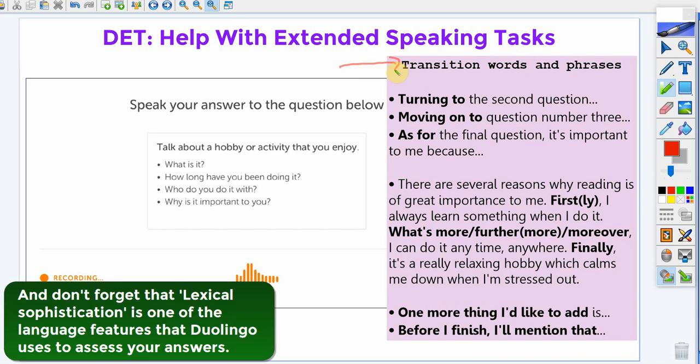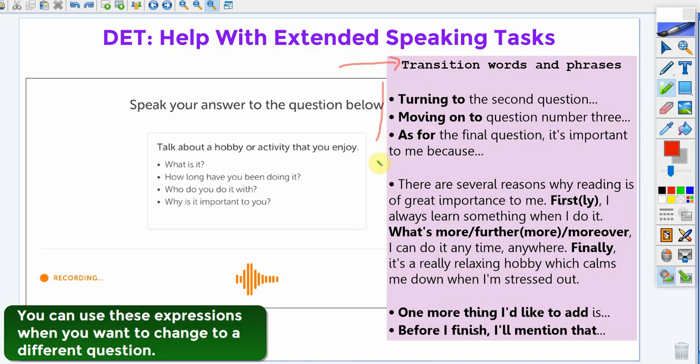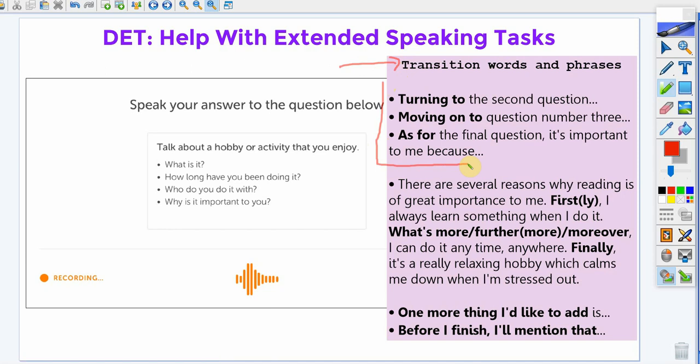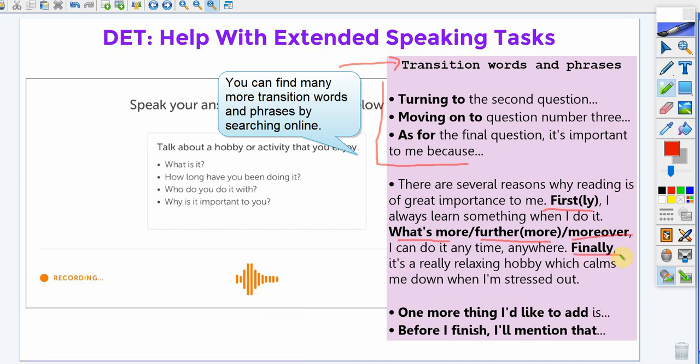And don't forget that lexical sophistication is one of the language features that Duolingo uses to assess your answers. You can use these expressions when you want to change to a different question. Words like first and what's more are useful when you want to give different reasons for your answers.